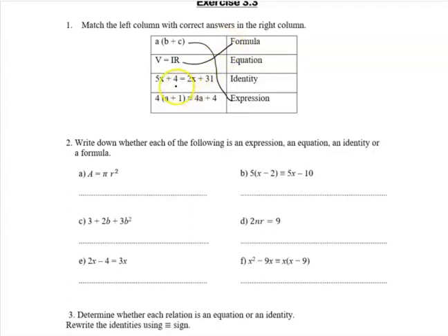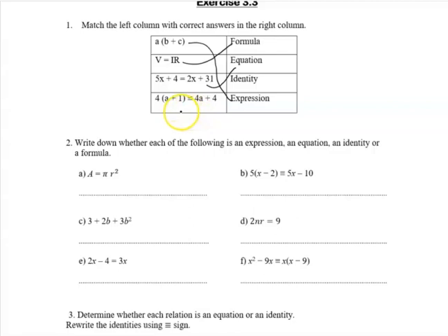Now the next one, you have 5x plus 4 equals 2x plus 31. Now we only have one variable, meaning x. Even though it's present in both sides, it counts as one variable. If you had a y, then you wouldn't be able to solve it. Then it would still be a formula. But in this case, it's going to be an equation. So we're going to join it to equation.